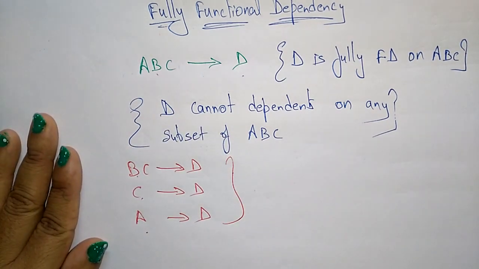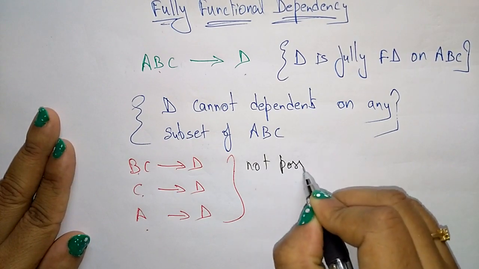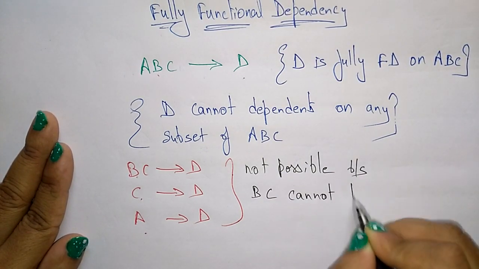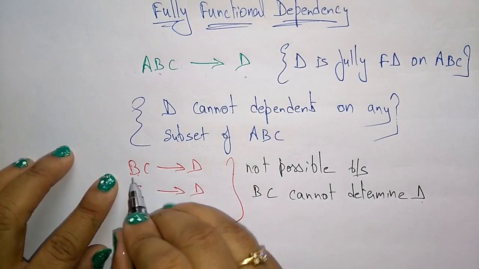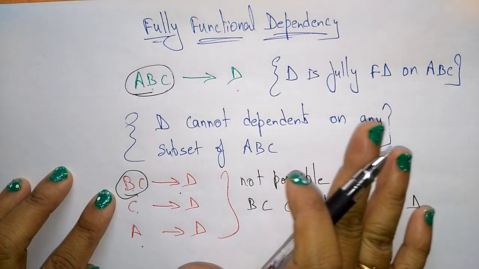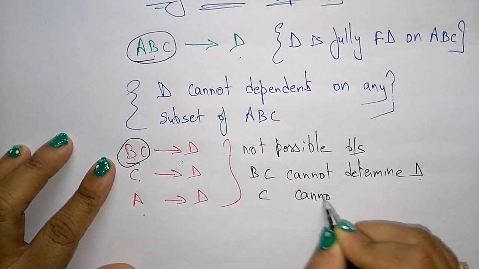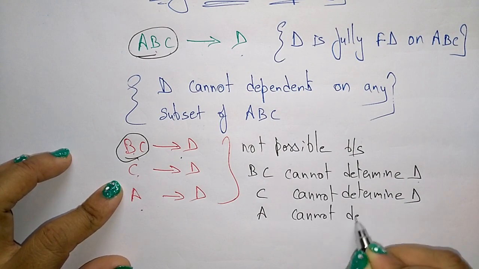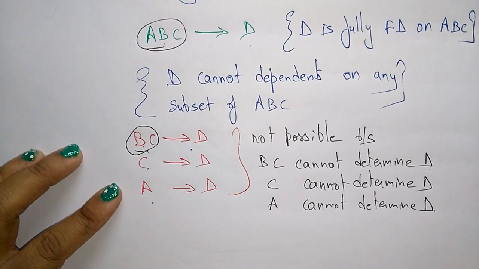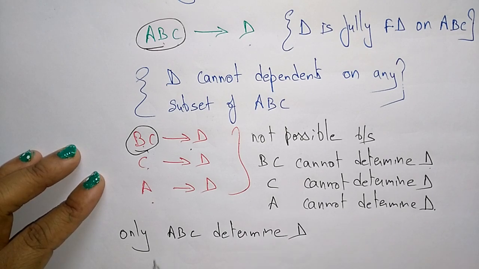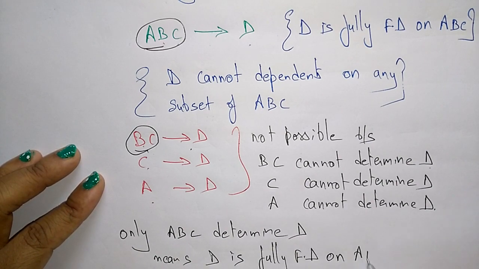So it is not possible in case of fully functional dependence, because BC cannot determine D. BC uniquely cannot determine D. Only ABC can uniquely determine D. Of the subsets of ABC, BC cannot determine D and C cannot determine D. In the same way, A cannot determine D. Only ABC determines D, which means D is fully functional dependent on ABC.